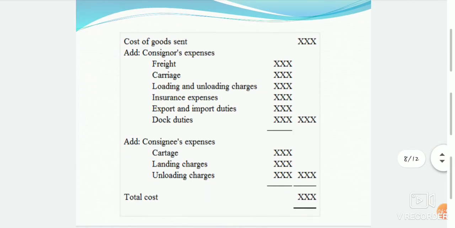Format for valuation of unsold stock: cost of goods sent, then add consignor expenses: freight, carriage, loading and unloading charges, insurance, export and import, dock duties. Then add consignee expenses: cartage, landing, unloading charges. Last, we find the total cost for valuation of unsold goods.